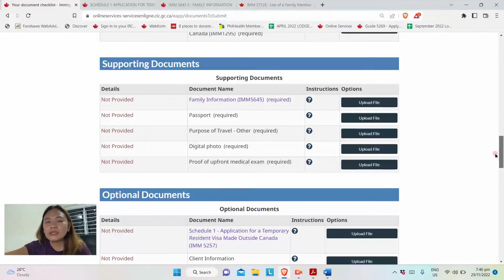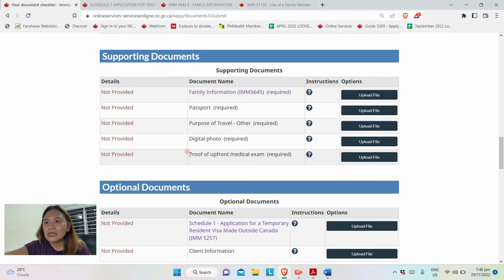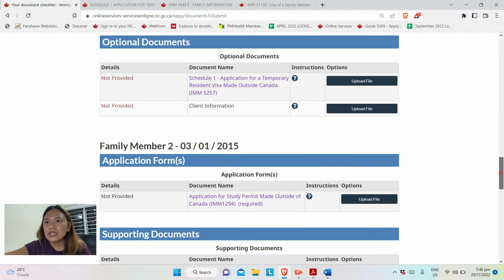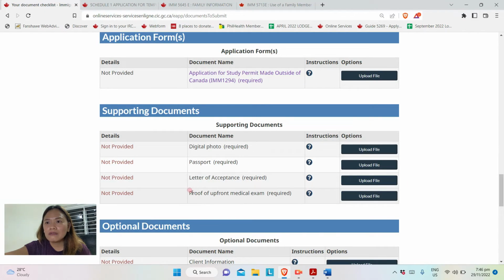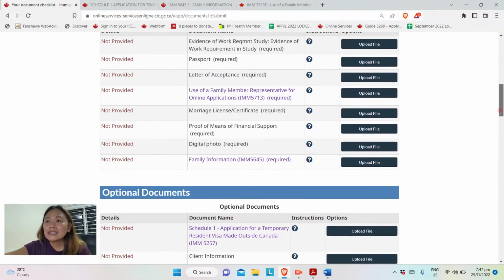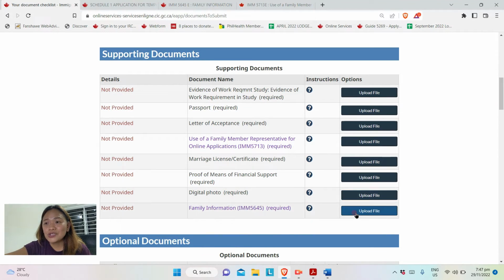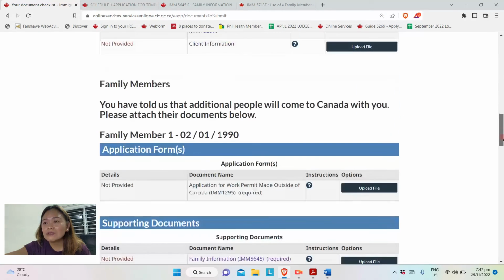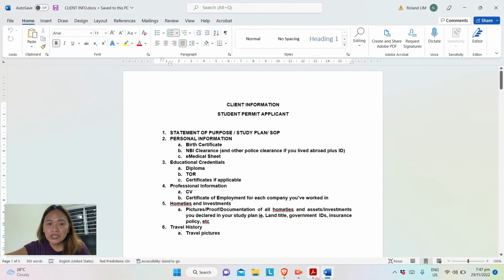However, your dependents have a dedicated tab here: proof of upfront medical. This is for the spouse. And then for the child, they also have one. I don't understand why the main applicant doesn't have that tab here. So you don't have a choice. You have to add it in your client information.